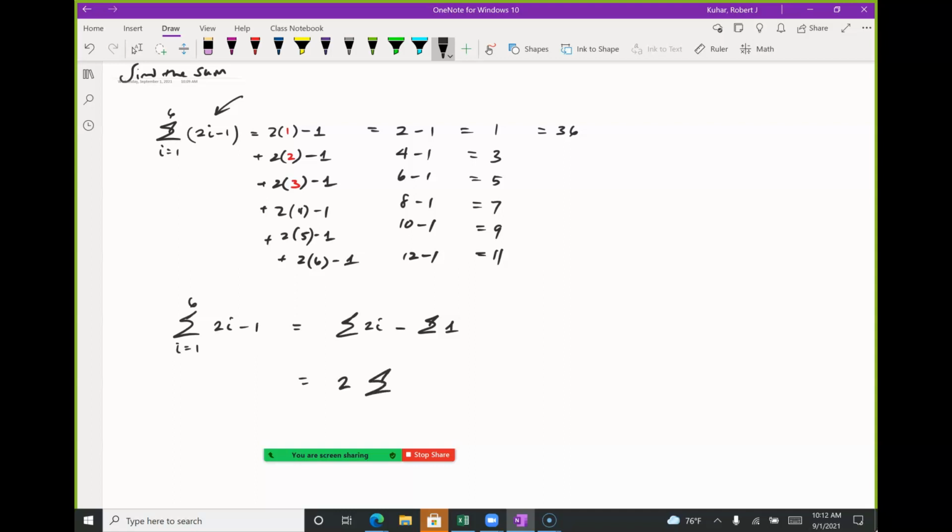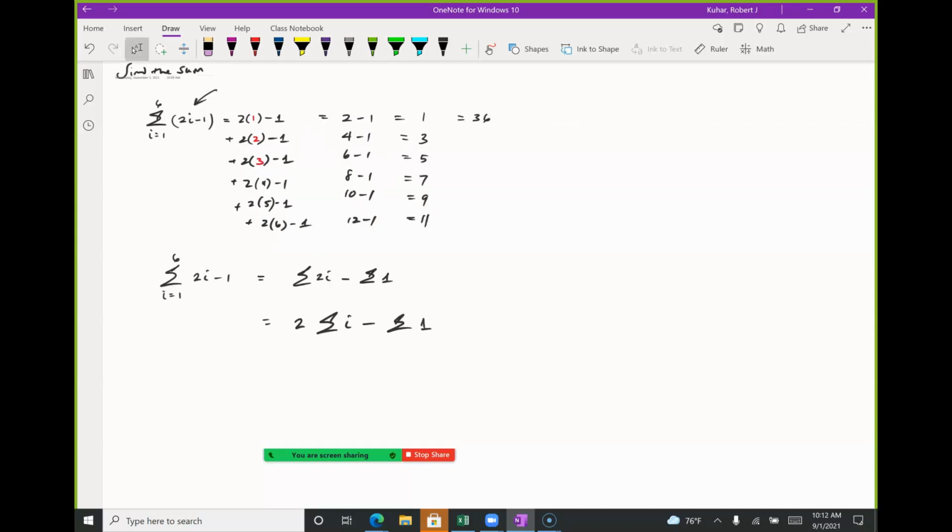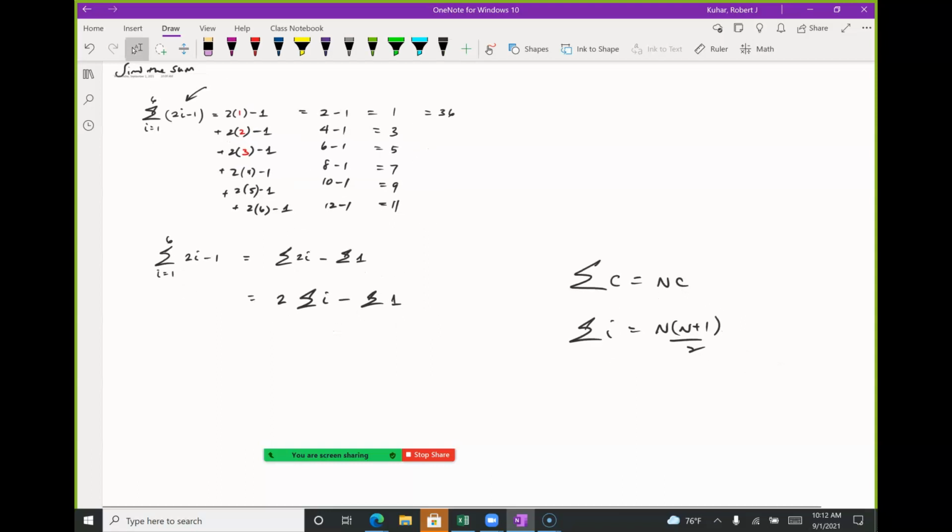So I can do 2 times the sum of i minus the sum of 1. And for each of these, I have a formula. Remember, I have 2 formulas right now memorized. The sum of c is n times c. The sum of i is n times n plus 1 all over 2. Not really memorized, they're on my formula sheet. So I'm going to do 2 times n times n plus 1 over 2 plus 2 times n.